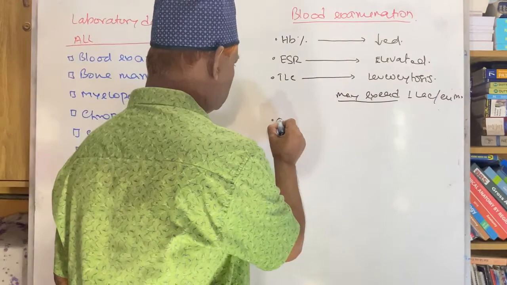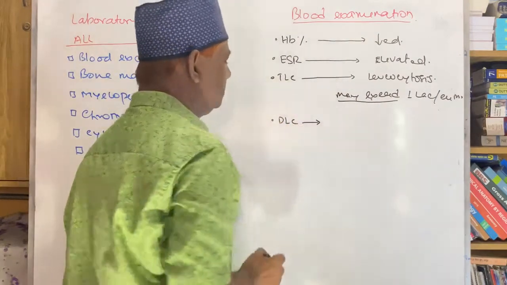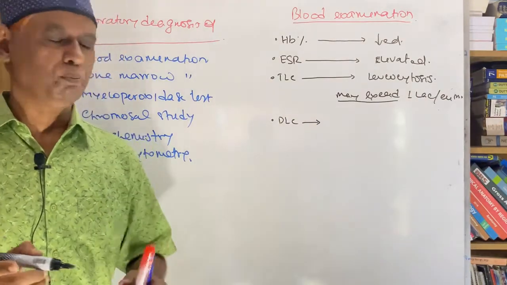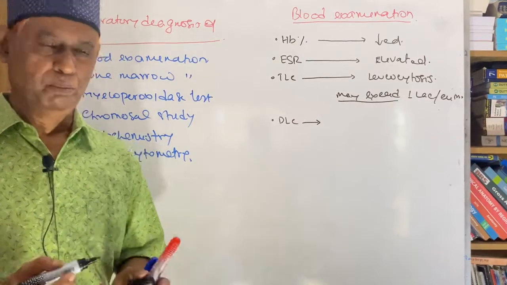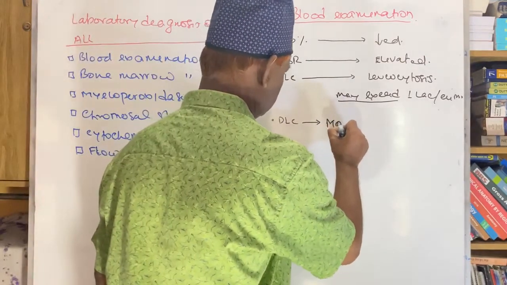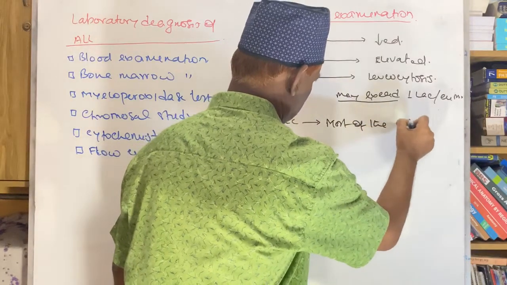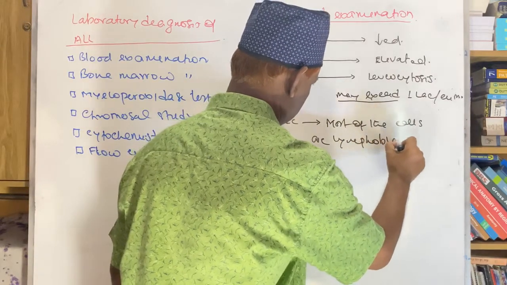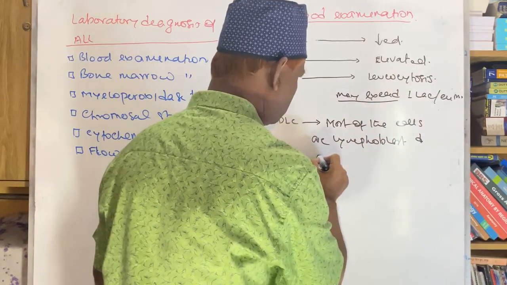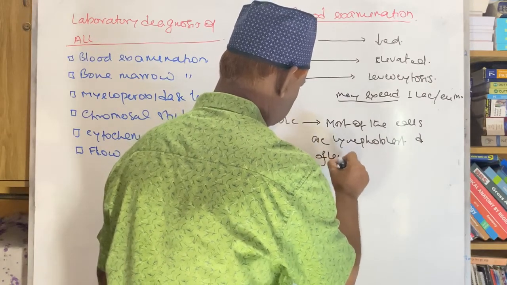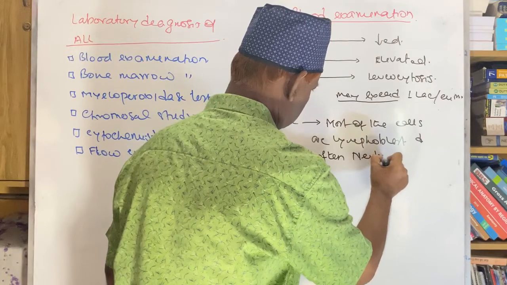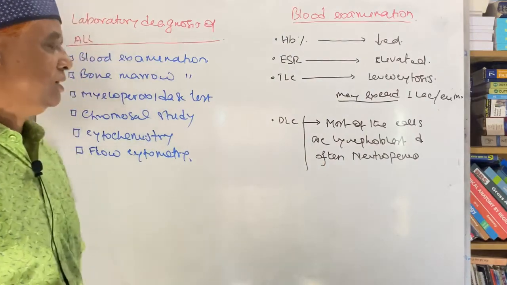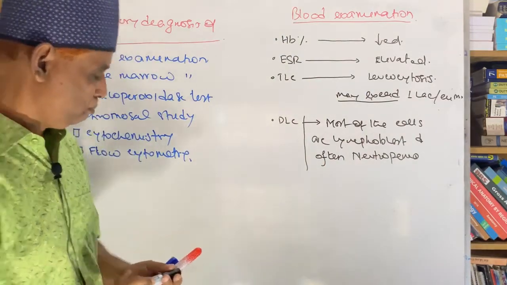Then we have to do differential leukocyte count, DLC. If we do DLC, we will get most of the cells are blast and atypical. Most of the cells are lymphoblast, and often neutropenia. So we'll get most of the cells are lymphoblast, and it is associated with neutropenia.